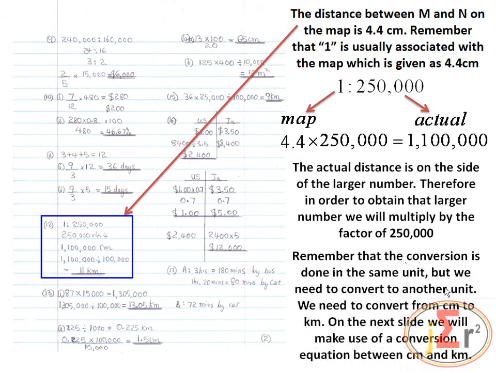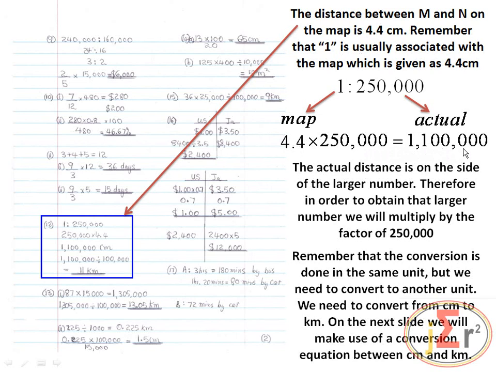Now what do we need to be reminded of? Remember that the conversion is done in the same unit. We need to convert from centimeter to kilometer in the end. On the next slide, we will make use of a conversion equation between centimeters and kilometers. So when we have done this calculation, which is multiply this by 250,000, this 4.4 was given to us in centimeters.